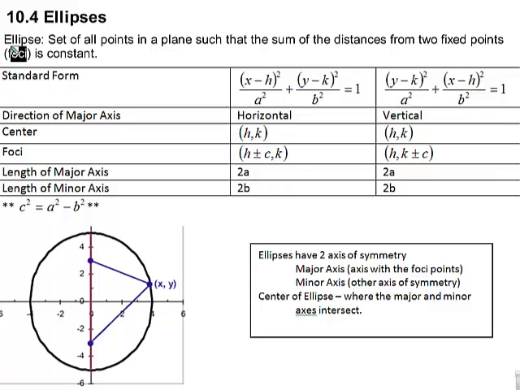Ellipses. Anyone know? No? Have you guys heard of elliptical orbits? How about the elliptical machines that you used to work out on? The motion of those, the way those feet move on the bottom, is in the shape of an ellipse. All of our planets in our solar system follow an elliptical orbit.